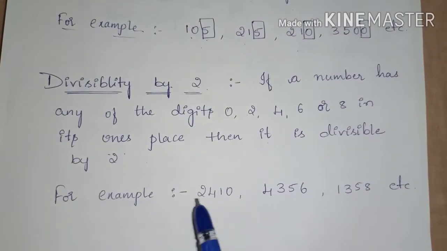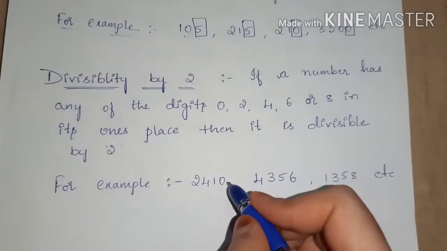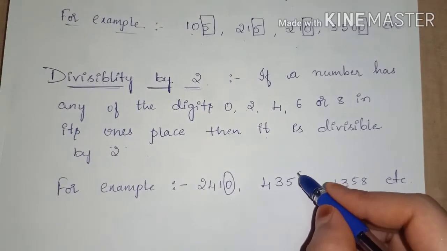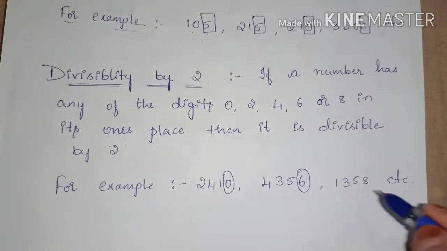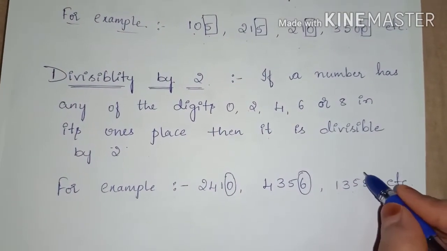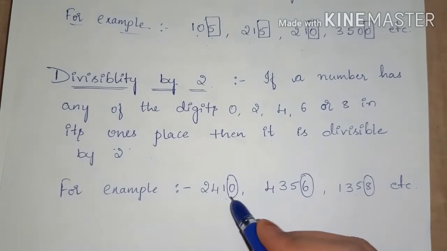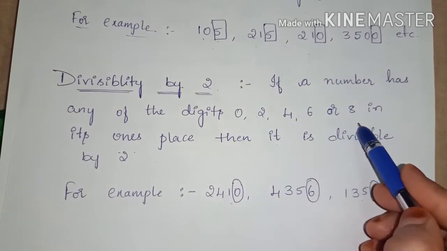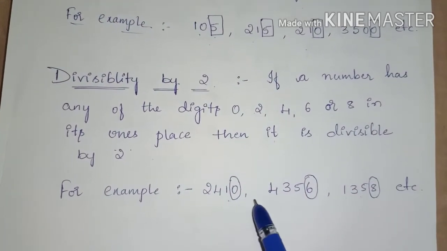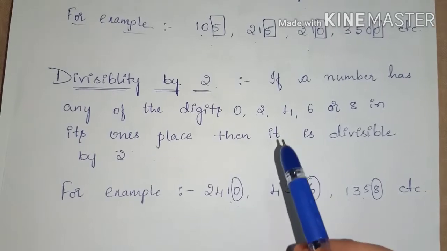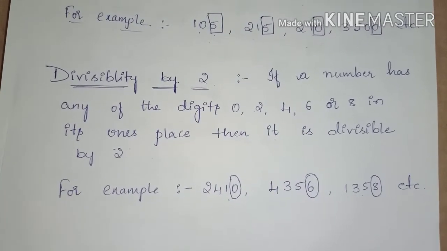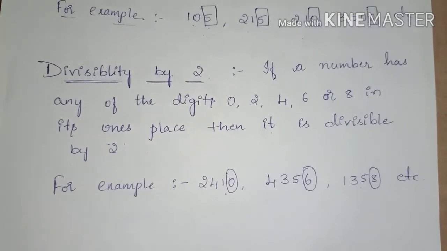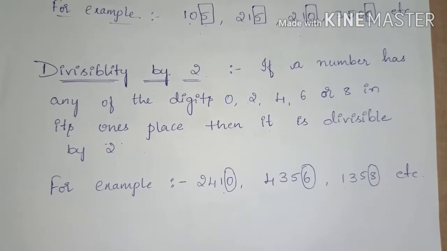See, for example, 2410. Concentrate on the ones place. 4356. Ones place. 1358. All these end with 0, 6, 8. So, see, in the rules they have given, all the numbers which end with 0, 2, 4, 6 or 8 are divisible by 2. Is it clear, students? Let's move to another test.